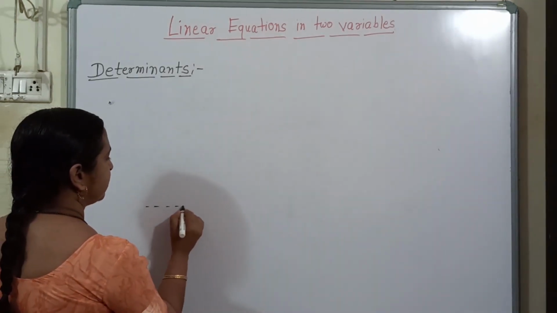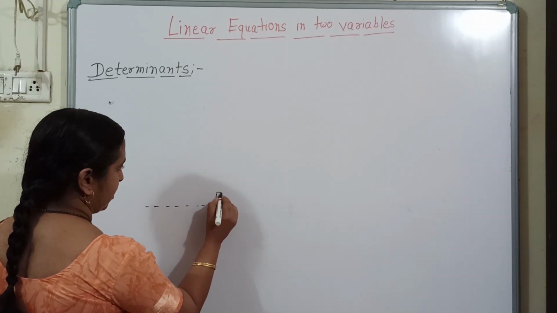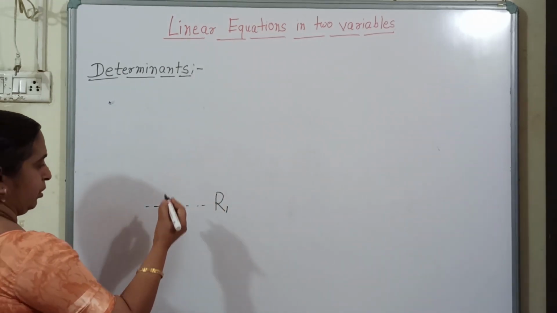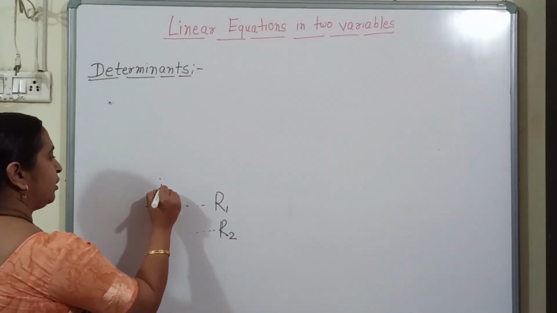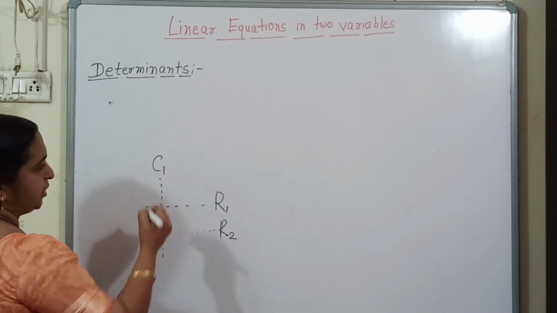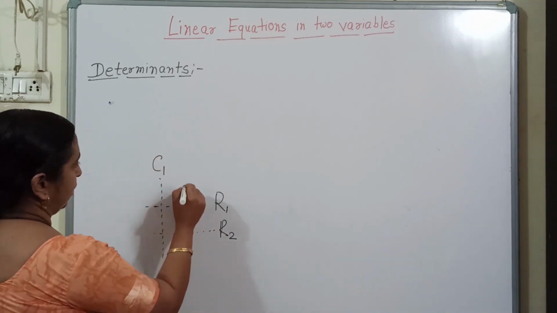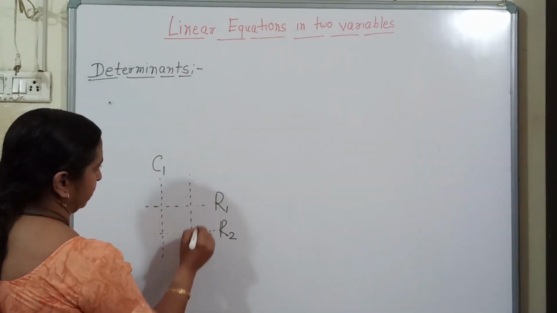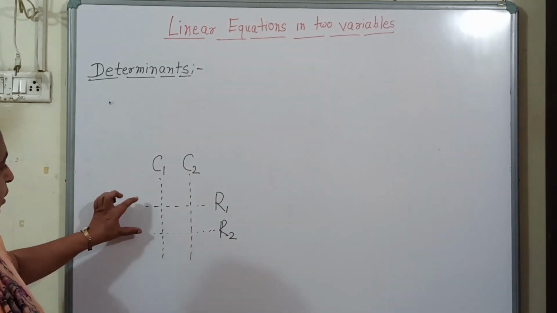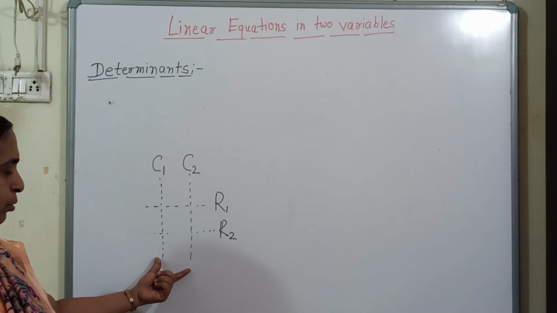A horizontal line is considered as a row. R stands for row, R1 first row. There are 2 rows, therefore we consider one more horizontal line, second row, R2. A vertical line is considered as a column, C stands for column, C1, first column, and one more vertical line, C2, second column. Means there are 2 rows and 2 columns.